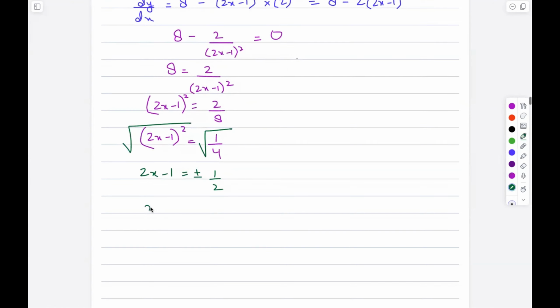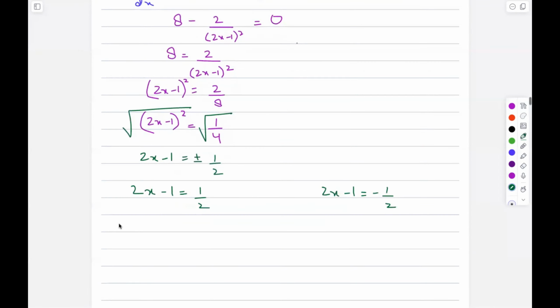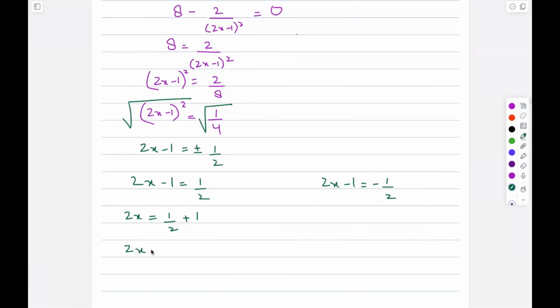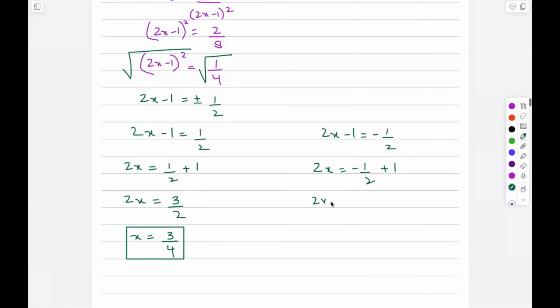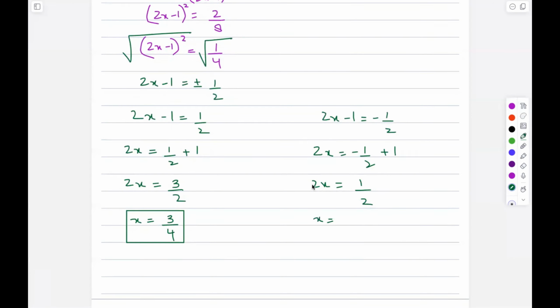Now finding the values of x, we can write 2x - 1 is equal to positive 1 upon 2, and 2x - 1 is equal to negative 1 upon 2. Taking 1 on the right hand side, we'll get 1 upon 2 plus 1, which is 3 upon 2. So this will be 2x is equal to 3 upon 2. Dividing by 2, this will become x equals 3 upon 4. So one of the x coordinates will be x equals 3 upon 4. And this will be 2x is equal to minus 1 upon 2 plus 1. So minus 1 upon 2 plus 1 is a positive 1 upon 2. So x will be equal to 1 upon 2, and this 2 will divide. So that will become 1 upon 4.